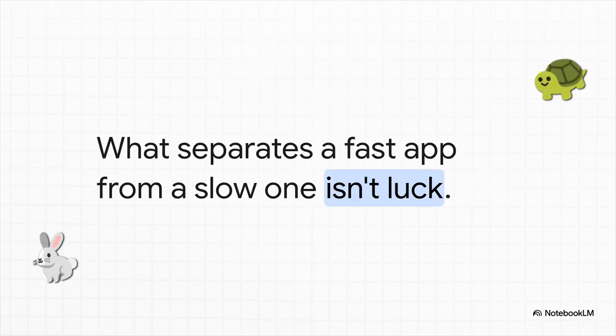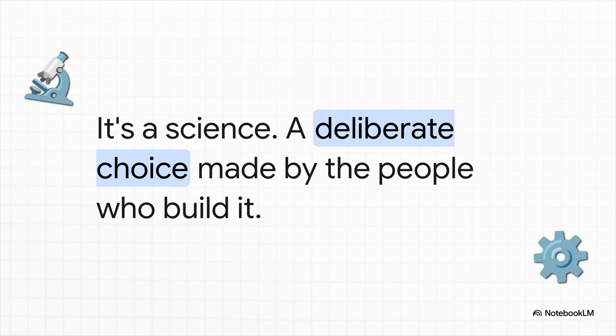Well, you might think it's just the luck of the draw. Some apps are just born fast, some aren't. But here's the thing. The speed of the software you use is never an accident. It is absolutely a science. Every single fast app you love is the result of very deliberate, very specific choices made by the people who built it. See, the speed of your digital life is engineered. And today we're going to pull back the curtain and look at the actual blueprint.